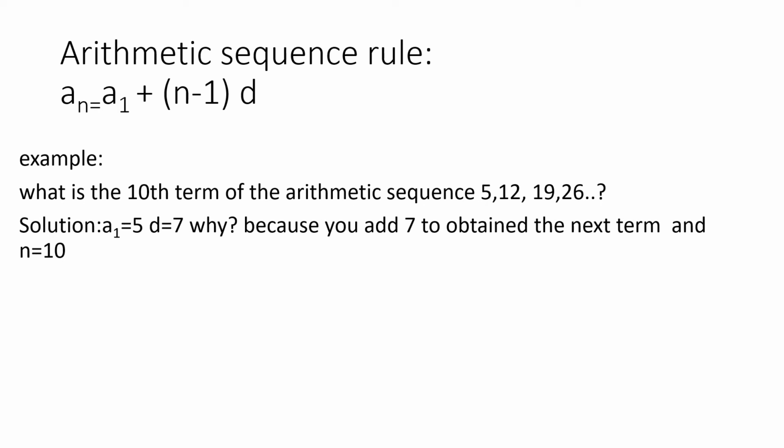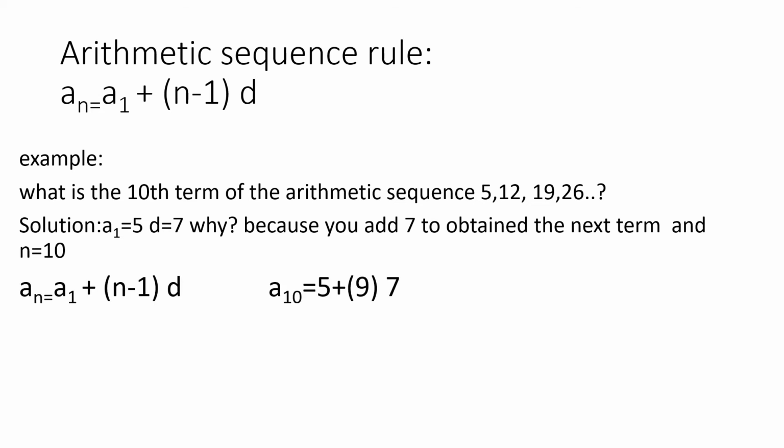Okay, so for the solution we need to consider the first term. Our first term here is a sub 1 equals 5. How about our common difference? Our common difference is 7. Why? Because you add 7 to obtain the next term. And lastly, n is equal to 10, since we need to find the 10th term of this arithmetic sequence.